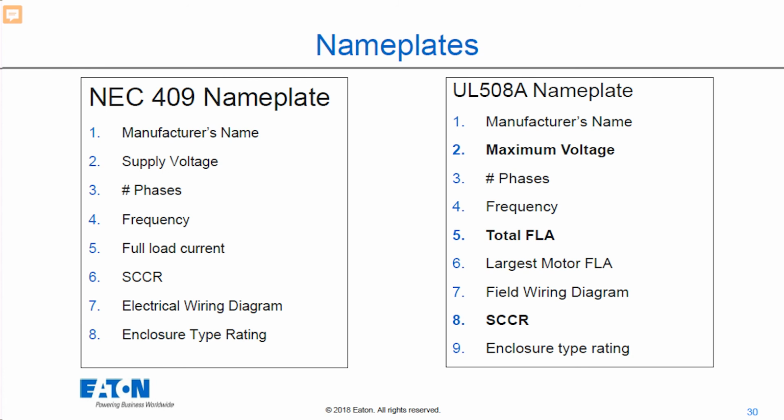But this is what's there, and what you can see in bold on the right is what should be visible without opening a door or cover. For a lot of people, it's a whole lot easier to just make one nameplate and stick that whole thing on the outside, but if that doesn't apply to you, you at least need voltage, FLA, and SCCR on the outside. Everything else can still be on the inside.